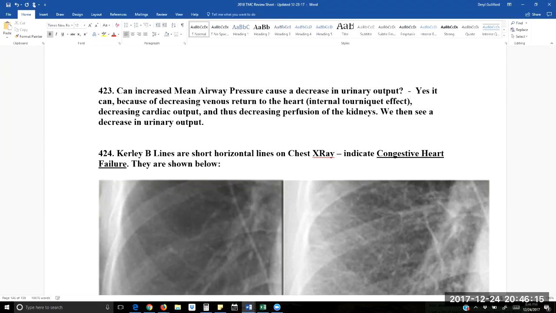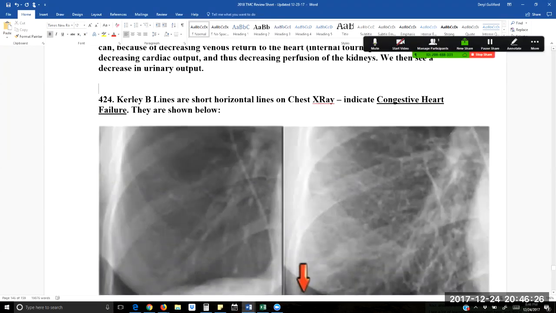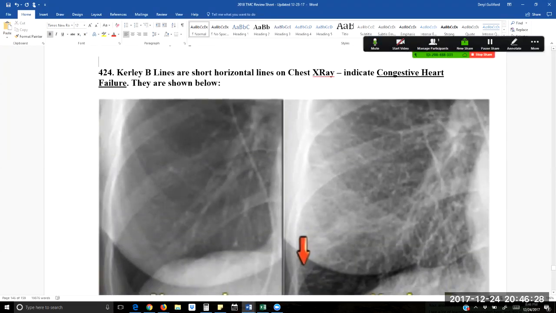Internal tourniquet effect. That causes decreased cardiac output and thus decreased perfusion to the kidneys, and then we see a decreased urinary output. Okay, Kerley B lines, students are seeing these on the test. Kerley B lines are short horizontal lines on the chest x-ray, and they indicate congestive heart failure. This is actually fluid surrounding the small airways. Fluid surrounding the small airways makes this line appearance, and that is congestive heart failure.